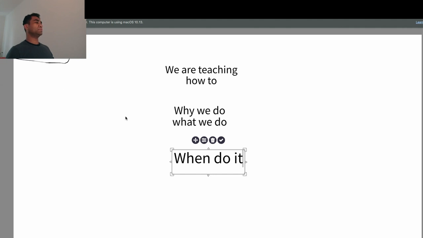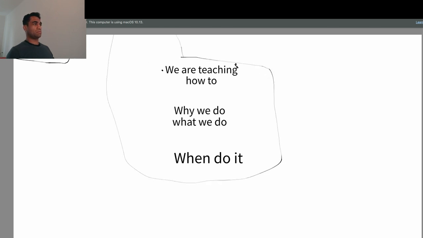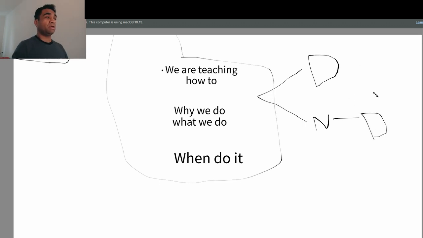And this includes both, I put a big D here, declarative and non-declarative entity. Okay, about things and how to do things. However, we need to focus mainly on skill acquisition.